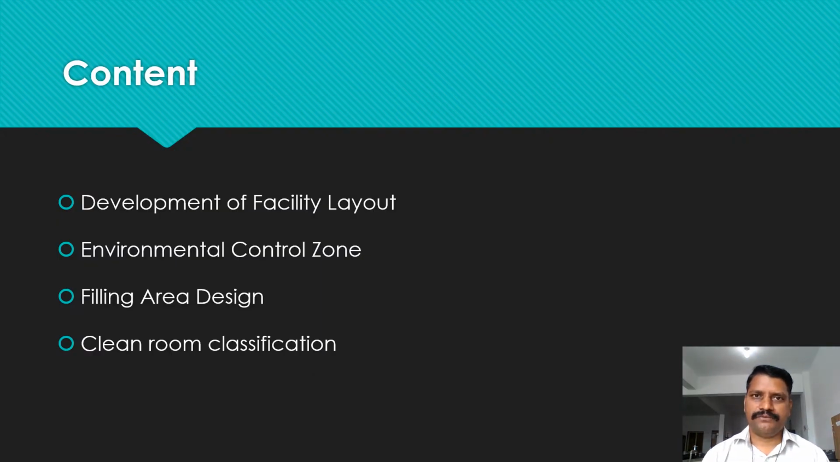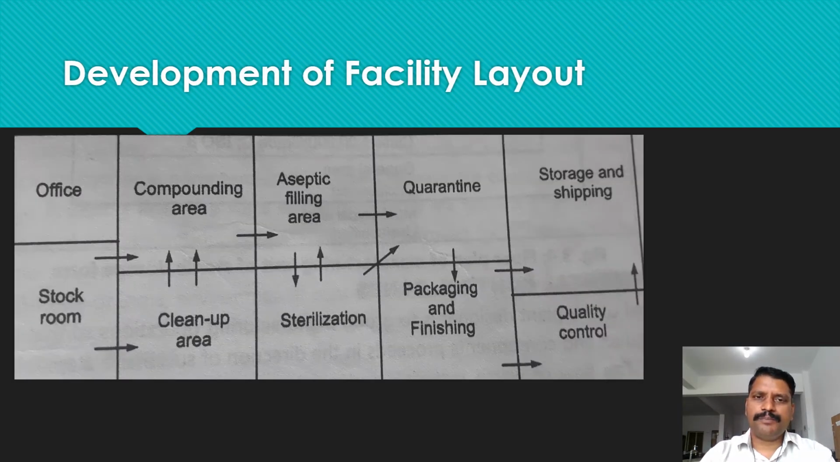In this lecture, we will discuss the development of a facility layout for the production of parenteral dosage forms, then environmental control zones, different environmental control zones, then filling area design, and clean room and cleanliness classification as per the different standards of different agencies such as the ISO, FDA, etc. Now, the development of a facility layout for the production of parenteral dosage forms.